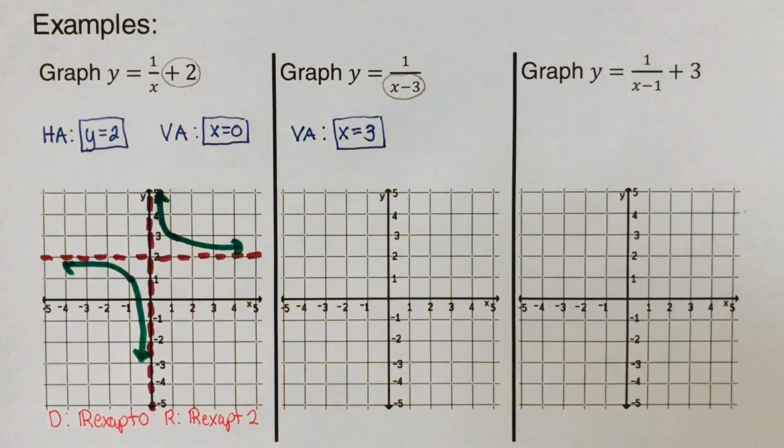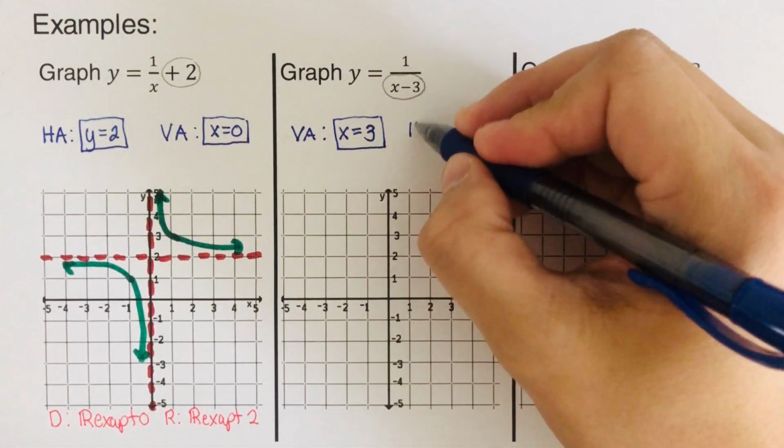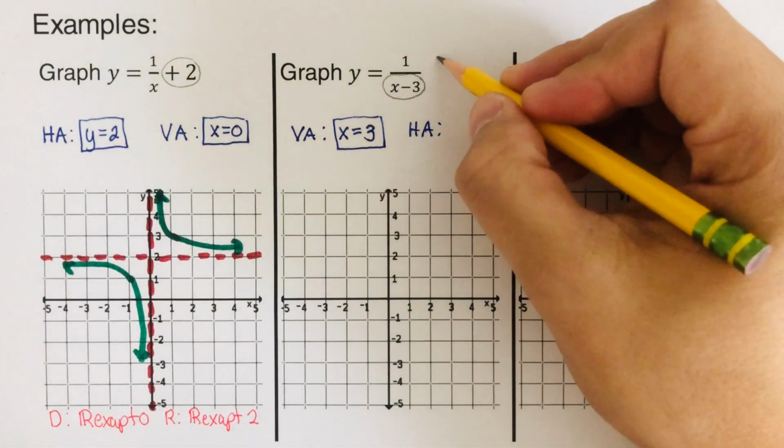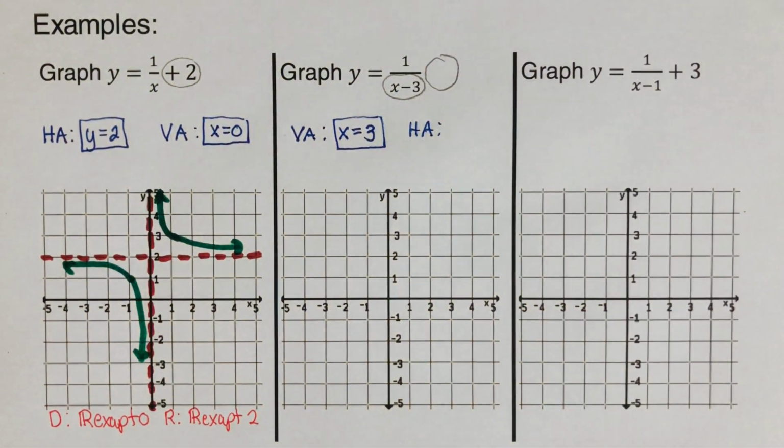So that's the vertical asymptote, and the horizontal asymptote for this is the value that is supposed to be right here. Now, this is where others would get it wrong most of the time.